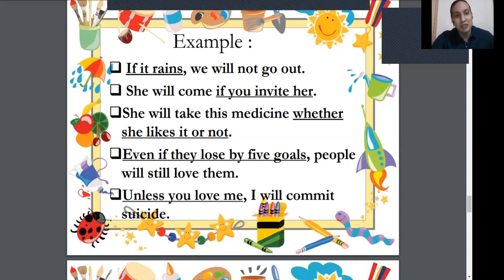If it rains, remember the condition is with the if. If it rains, I will not go out. She will come if you invite her. She will take this medicine whether she likes it or not. Even if they lose by 5 goals, people will still love them. Unless you love me, I will commit suicide. Okay, that's a little hardcore. It's just an example, right, guys? Don't forget the little pause after the commas.